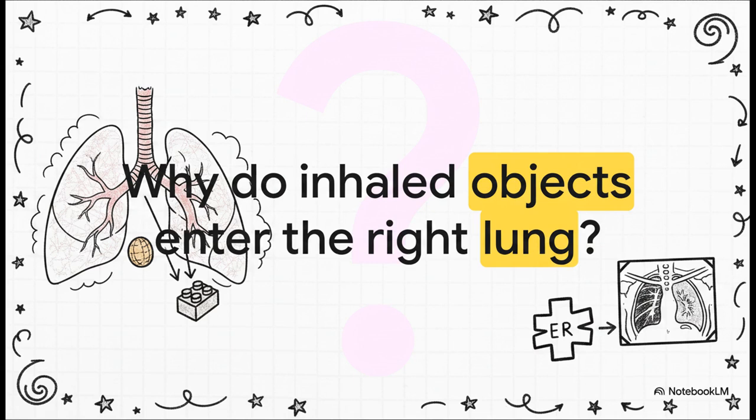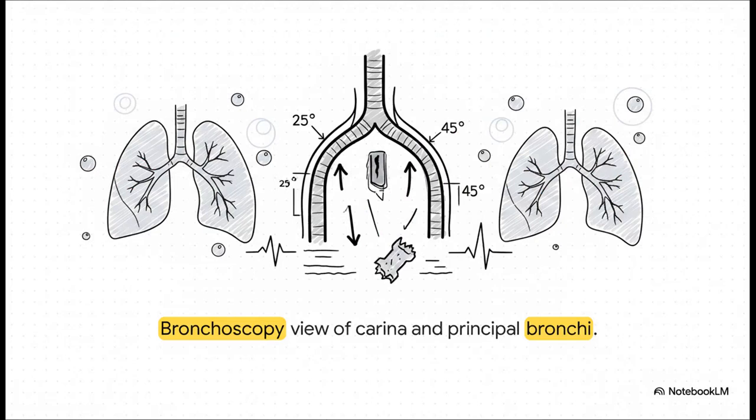Why do inhaled foreign bodies, say a swallowed peanut or maybe a small piece of a toy, why do they almost always end up in the right lung? The answer is right here when you look at a bronchoscopy view. Notice how the trachea bifurcates, or splits, right at the carina. The right principal bronchus is shorter, it's wider, and it runs much more vertically. It only deviates about 25 degrees from the trachea.